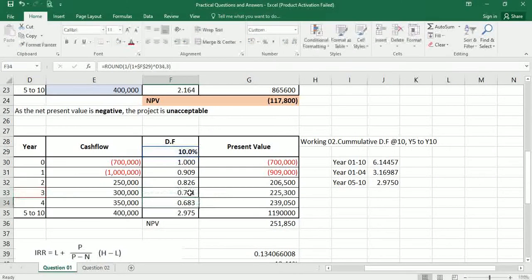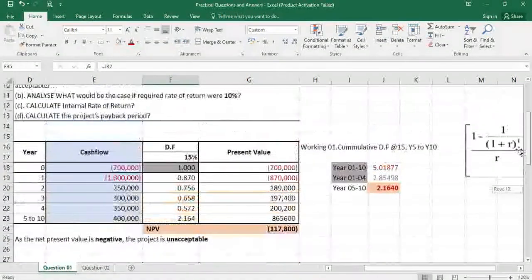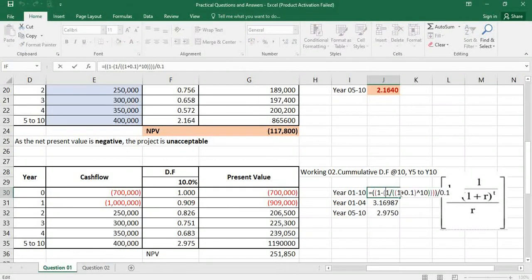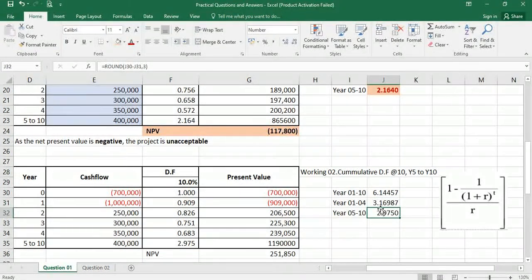The answer, right? As I explained in the previous table, you have to do the calculation. Again, you have to find out the cumulative discounting factor using this formula for 10% as well, right? 1 minus 1 over 1 plus 10%, means 0.1, to the power 10. First you have to calculate for 10 years. Why? You have to identify the cumulative discounting factor from year 5 to 10. So 10 years upon 0.1, which means 10%, you're ending up with 6.14457, right? You calculate for year 1 to 4 using the same formula, you're ending up with 3.16987, right?